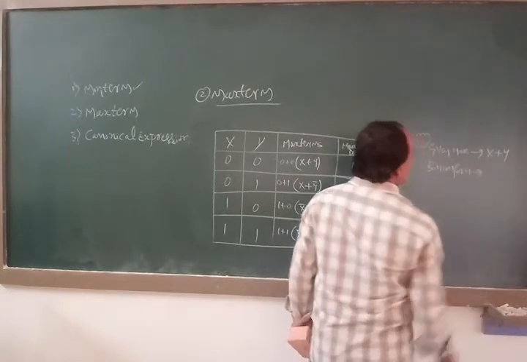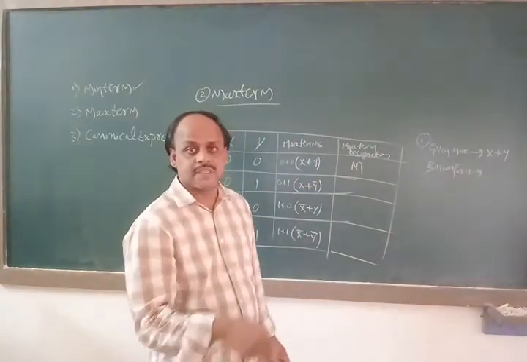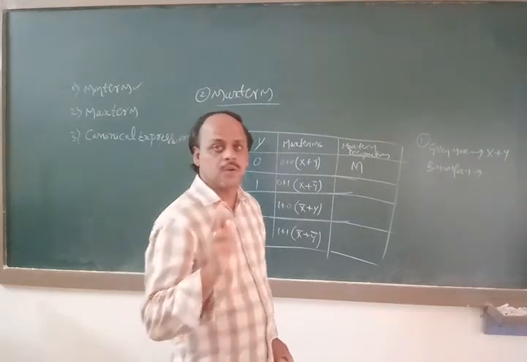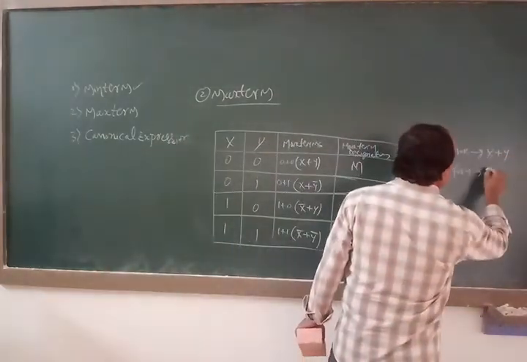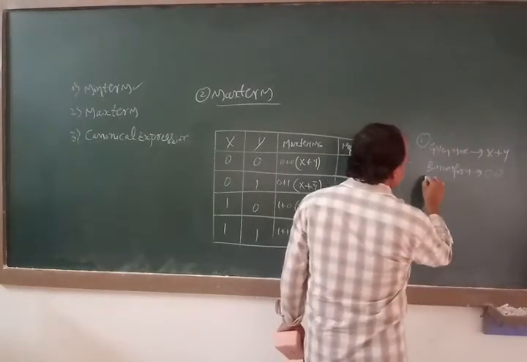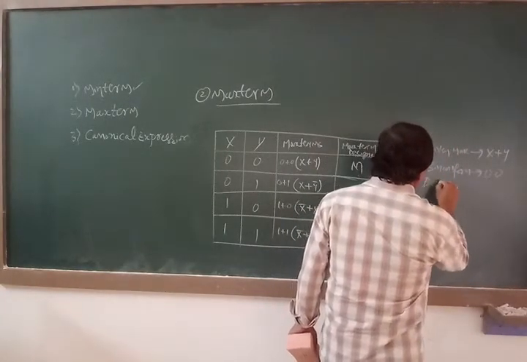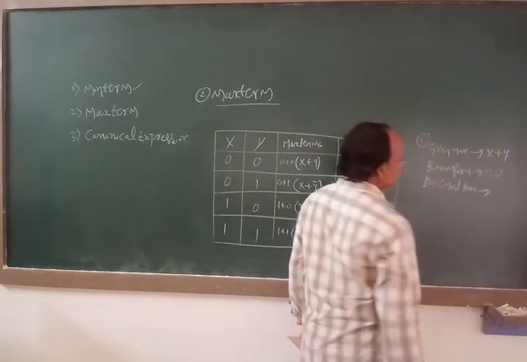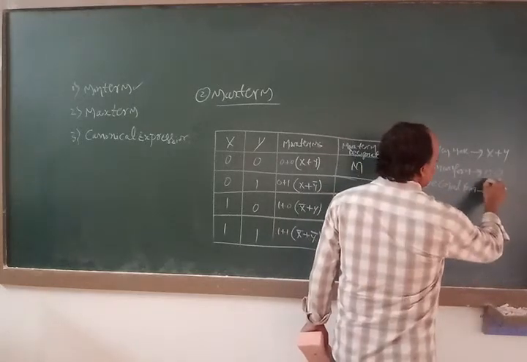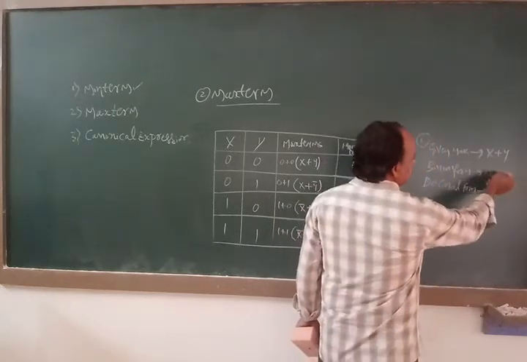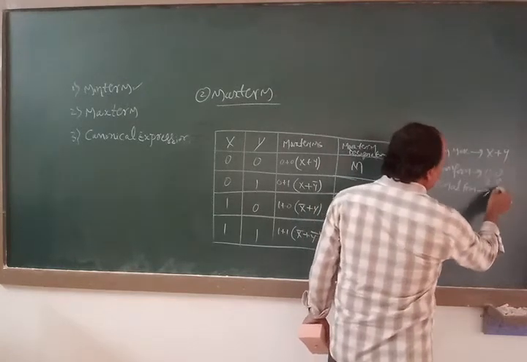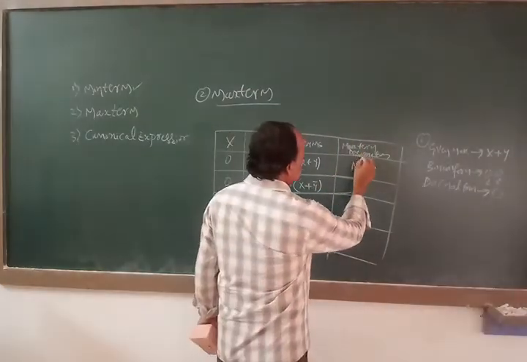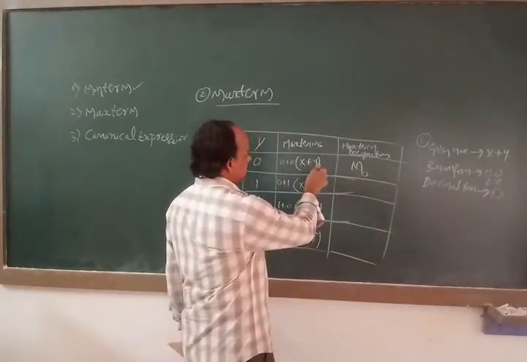Binary form here means, in the max term, a variable is equal to 0 and the complement of a variable is equal to 1. Here the variables are there, so write down 0, 0. Next, the decimal form. See here, 2 power 0, 2 power 1. 0 into 0, 0 plus 0 into 0, total 0. So in decimal form we get 0. Therefore, the max term designation is M0 for x plus y.